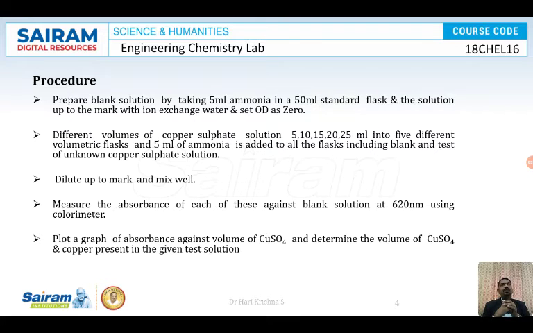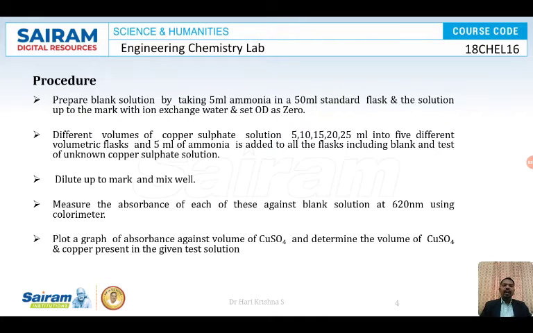We're also going to prepare a test solution. What is the test solution? The flask named 5 contains 5 ml of copper sulfate. The flask named 15 contains 15 ml of copper sulfate. The flask named test solution contains some volume of copper sulfate we are supposed to find out. That is the aim of the experiment. When we add ammonia, copper sulfate reacts with ammonia, giving a blue colored complex, cuproammonium sulfate. The intensity of the color increases with increase in the concentration of copper sulfate.